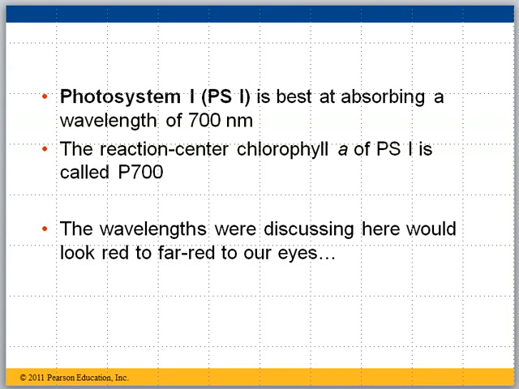Photosystem 1 is called PS1 or also P700 because it accepts a slightly longer wavelength, 700 nanometers of light. Again, that would still be red, what we might call far red within our visible spectrum. So it's the second reaction center in the system, but it's called PS1 because it was discovered first.